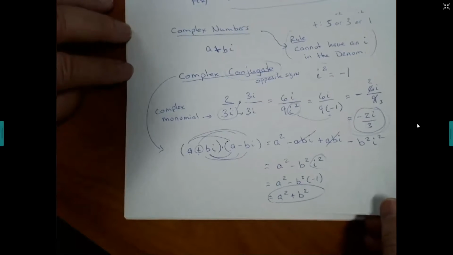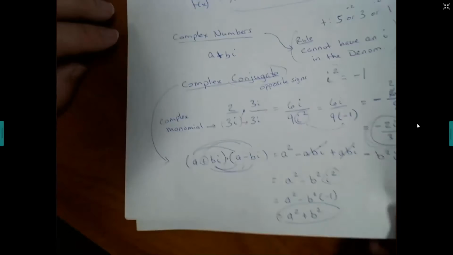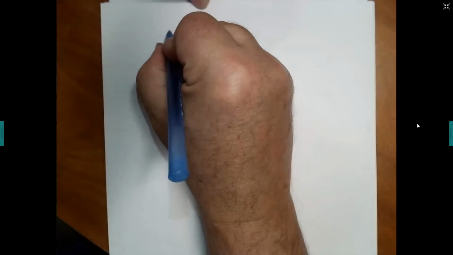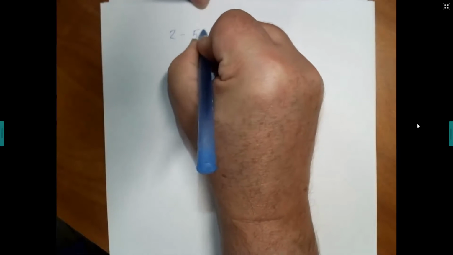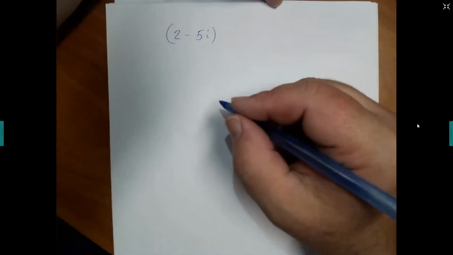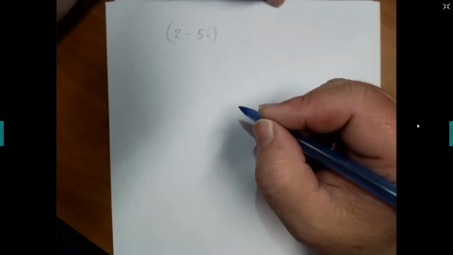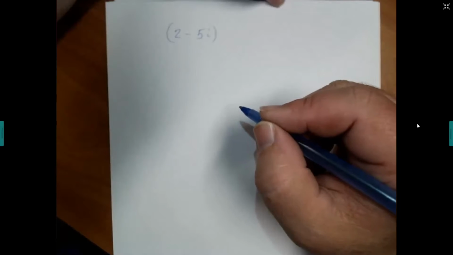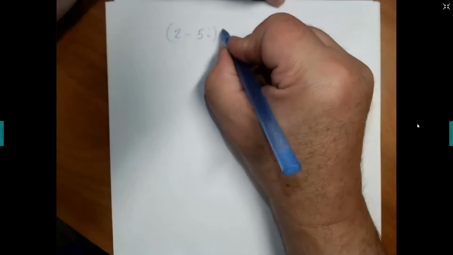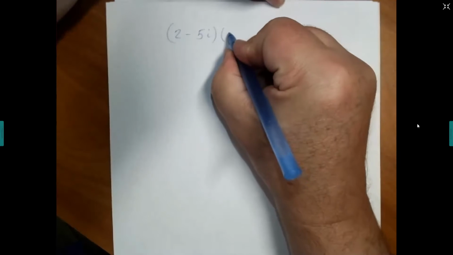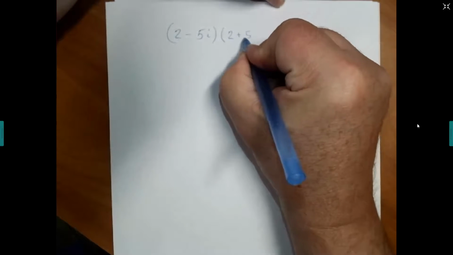Okay. I know people hate letters. So let's put numbers in its place. 2 minus 5i. There's your complex number. Multiply it by its conjugate. What is its conjugate? 2 plus 5i. Very good.